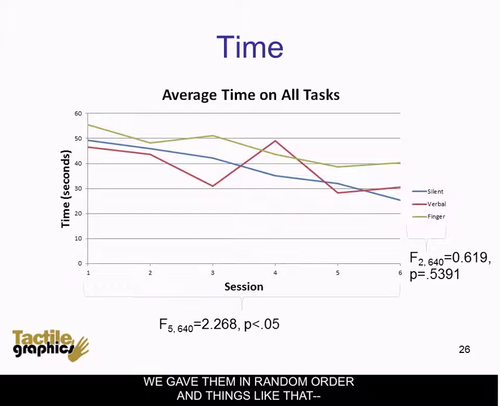Now I'm on slide 26, and I'll just give you the highlights of this. So here in this one, we looked at the 6 sessions. We looked at the average time on all tasks over the 6 sessions for all the users in the 3 different modes. So we show 3 lines, 1 for each mode, the silent mode, verbal mode, and the finger point. And in the end, the time reduced from about a minute down to about 30 seconds over the six sessions.